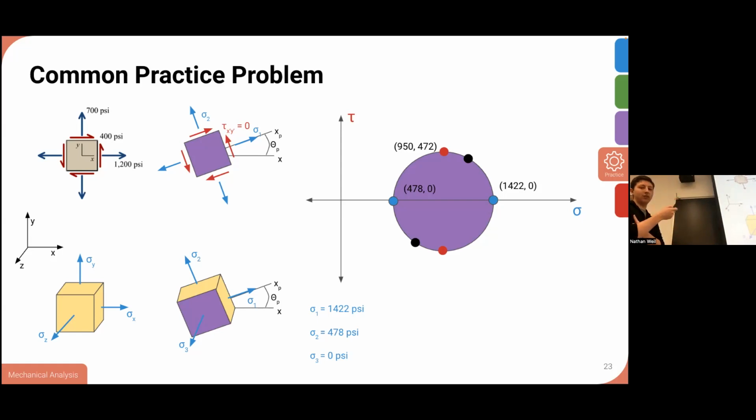So, like I said, you can add that point at the origin, which is a third principal stress, right? But it's not on that circle, right? So where would that face go?